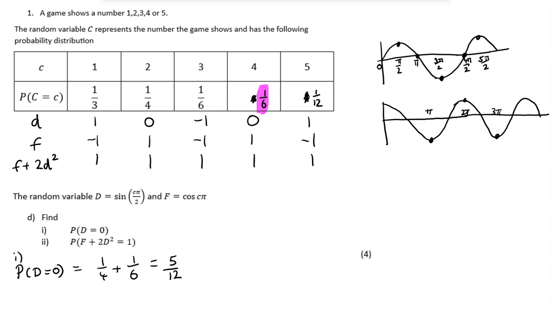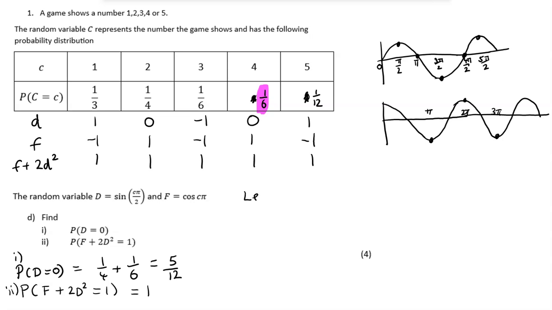So the probability of working this out, that's just going to be 1. Now, there is actually, and you might have spotted it, a reason why we're going to always get 1 when we do f plus 2d squared. Let's look at what these actually are here. We've got cos c pi and we've got sine c pi over 2.